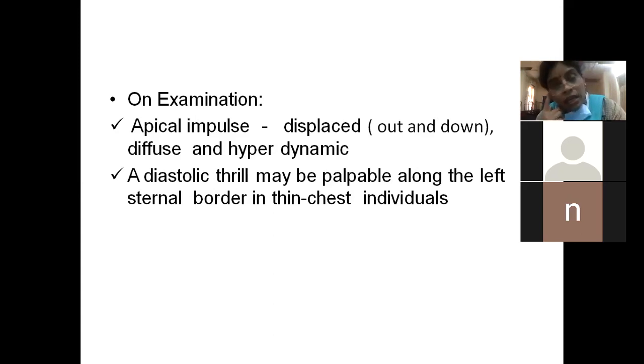Okay. And on palpation, a diastolic thrill may be palpable along the left sternal border if the disease is severe. These are the findings on palpation. So, on inspection and palpation, the apex is displaced out and down, and the apical impulse appears diffuse. It is hyperdynamic in character, and a diastolic thrill may be palpable along the left sternal border in case of valvular disease.